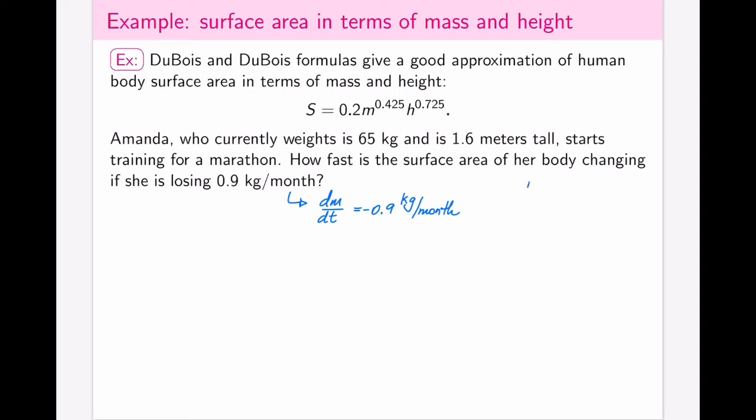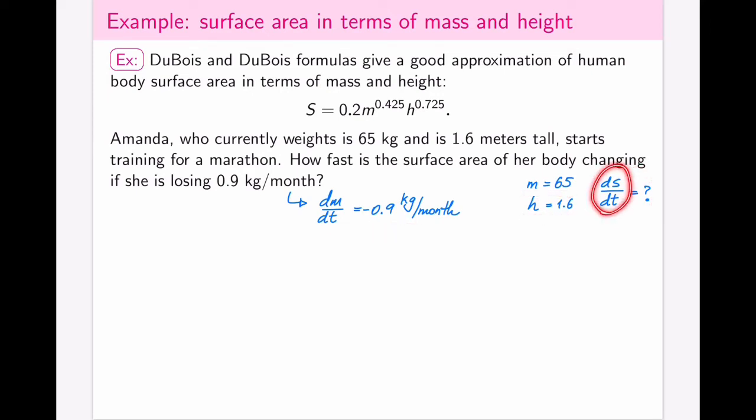We also know that her current body mass is 65 kilos and her current height is 1.6 meters. We are interested in how fast the surface area is changing. So what we would like to know is the rate of change of the surface area with respect to time. Once we have our information written down like this, it's easier to see what we're after and what we actually know.